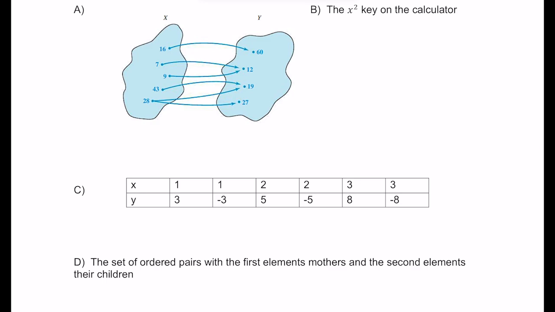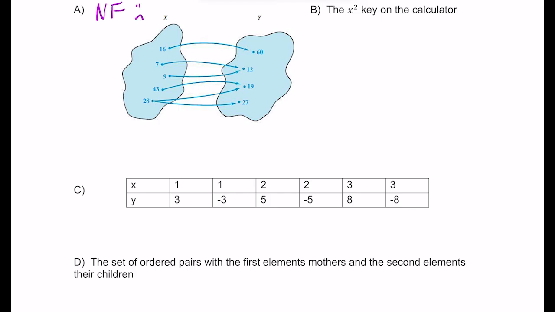Okay, so hopefully you took time to try these problems. In letter A, we have something called a mapping, and A is not a function because, as you can see here, you've got an x value that goes to two different y values. It's not allowed to do that. Every x should go to exactly one y if it's a function. So A is not a function.